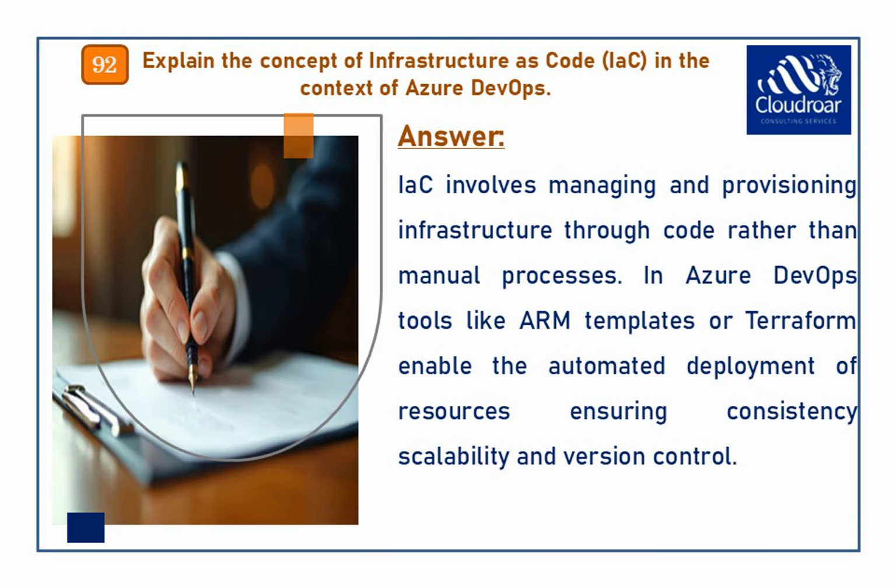Question 92. Explain the concept of infrastructure as code, IaC, in the context of Azure DevOps. IaC involves managing and provisioning infrastructure through code rather than manual processes. In Azure DevOps, tools like ARM templates or Terraform enable the automated deployment of resources, ensuring consistency, scalability, and version control.